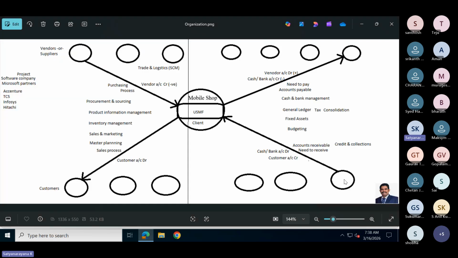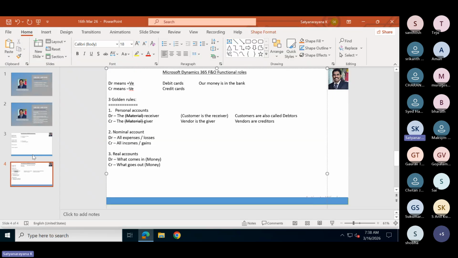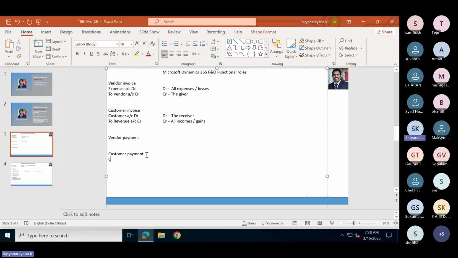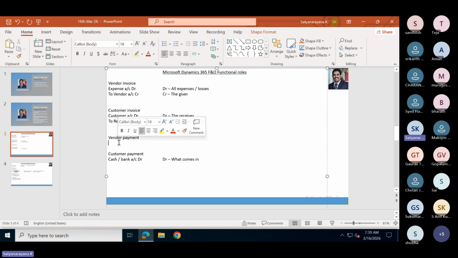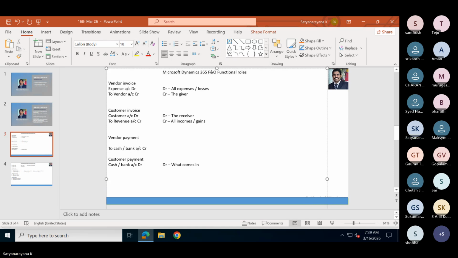So while doing this customer receipt, we are receiving money. Money means cash or bank. So the cash or bank account is debited. This is debit what comes in. Credit what goes out: whenever you are doing vendor payment, you are paying cash to the vendor. So the cash or bank account is credited. This is credit what goes out.